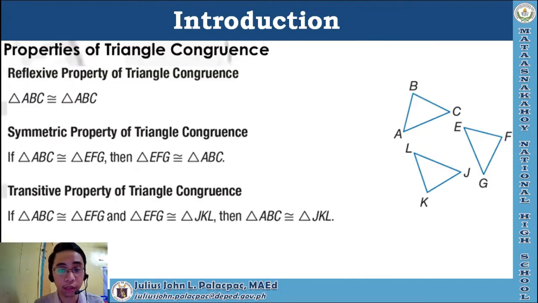Reflexive property of triangle congruence. Yun naman, kapag pinag-uusapan natin na isang triangle, sabihin, yung triangle ABC is congruent to triangle ABC. Kapag symmetric property, dalawang triangle na yon, triangle ABC is congruent to triangle EFG, then we can also say that triangle EFG is congruent to triangle ABC. Kapag transitive property of triangle congruence, tatlong triangle pinag-usapan natin. If triangle ABC is congruent to triangle EFG, yung EFG is congruent to triangle JKL, so we can say that triangle ABC is congruent to triangle JKL.